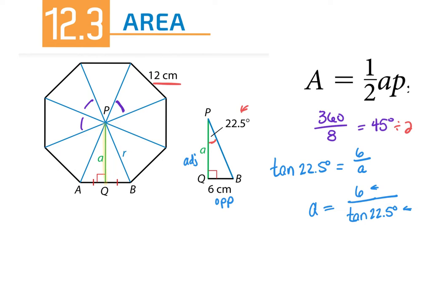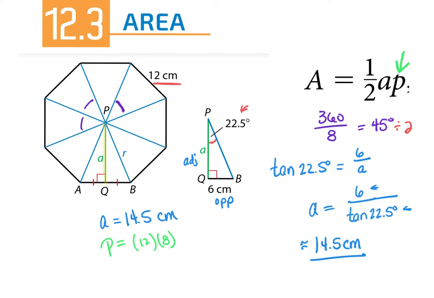Which, by the way, when you do this, you get approximately 14.5 centimeters. So this is my apothem length. My apothem is 14.5 centimeters. The other piece of my area is perimeter. My perimeter, one side is 12. I need to multiply that by 8 to get my entire perimeter, right? So I'm going to get 96 centimeters as my perimeter.